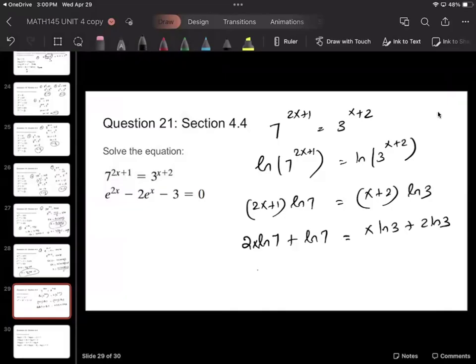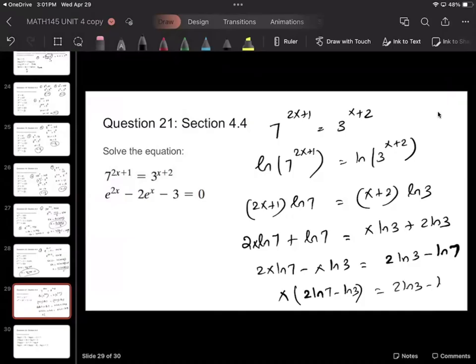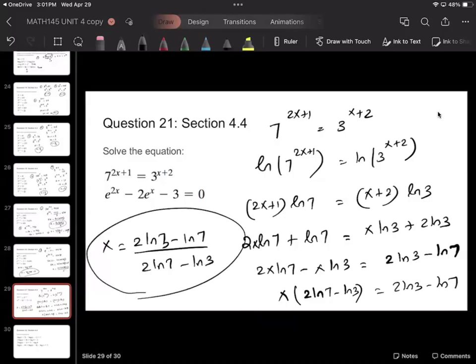So collect all the terms with x to the left hand side. Move this to the right hand side. Factor the x out. And then divide out. So your answer will be x is 2 ln 3 minus ln 7 over 2 ln 7 minus ln 3, and you can leave it like that.